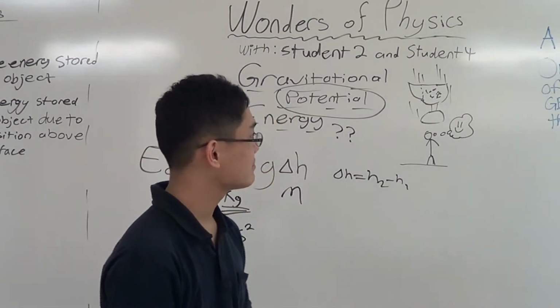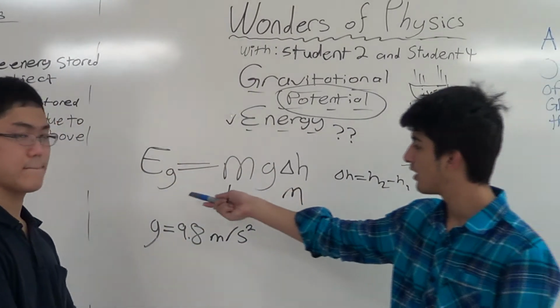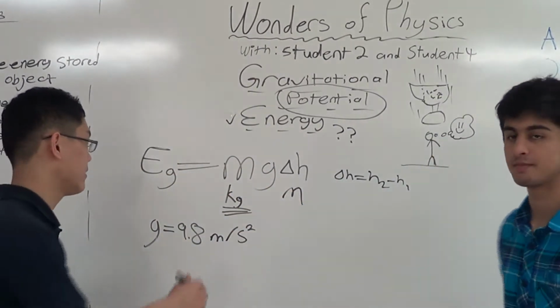Okay, there you go. So the units for gravitational potential energy would just be joules, like all other energy.